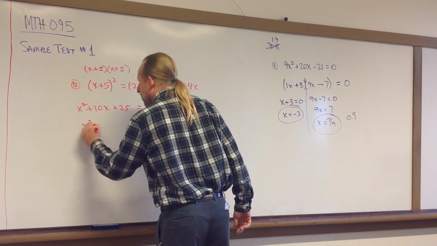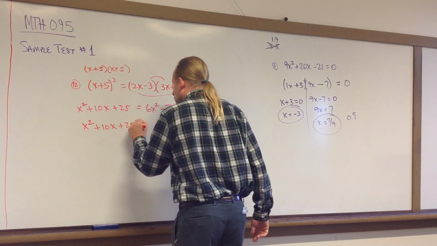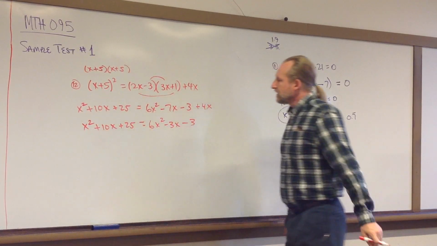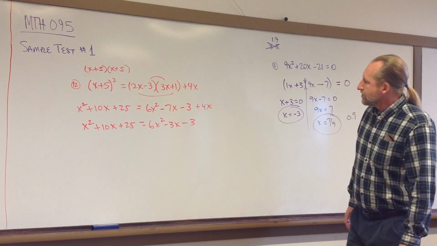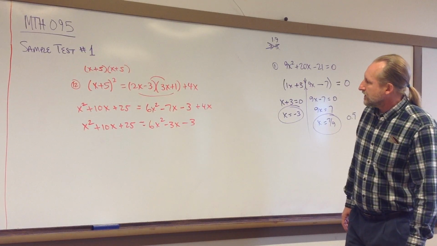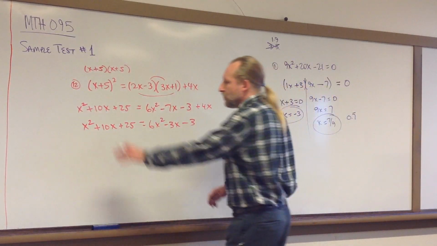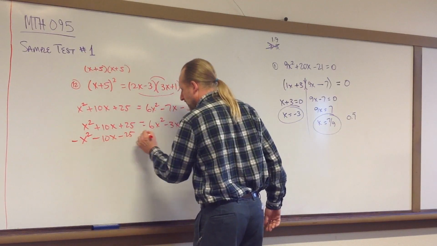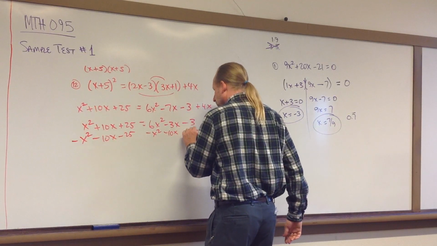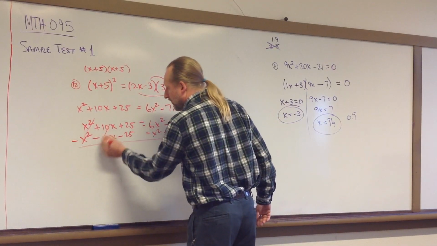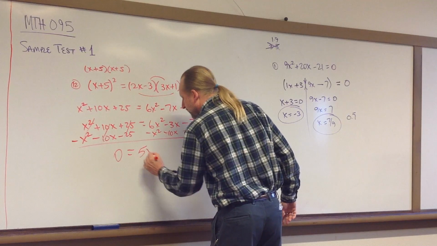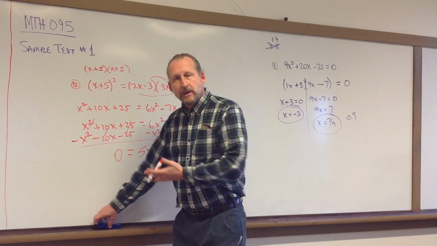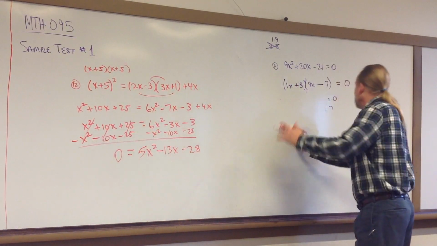Let's combine our like terms over here. I've got a positive 4x and a minus 7x, so that's going to be minus 3x. Now I'm going to move all of this over to the other side: minus x squared minus 10x minus 25. Those all cancel, leaving us with 0. This will be 5x squared minus 13x minus 28. Now we've got this in standard form, and we want to factor it.